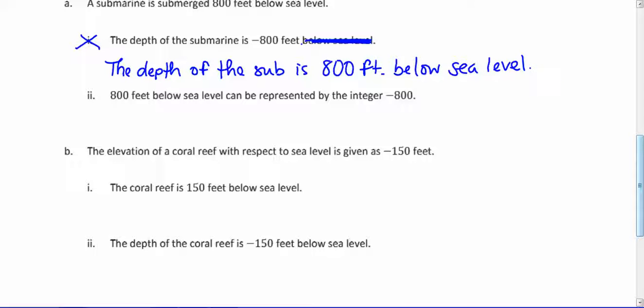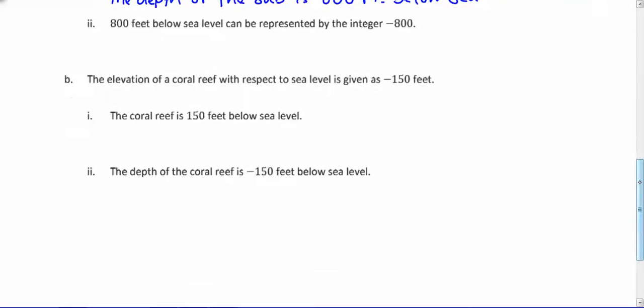All right, the next part says the elevation of a coral reef with respect to sea level is given as negative 150 feet. The coral reef is 150 feet below sea level. We have to decide, is that good or bad? Thumbs up if you think it's good. It is good. Nice job, guys. So that one is correctly worded. You have 150 feet below sea level, and the below sea level comment is what tells you it's a negative number.